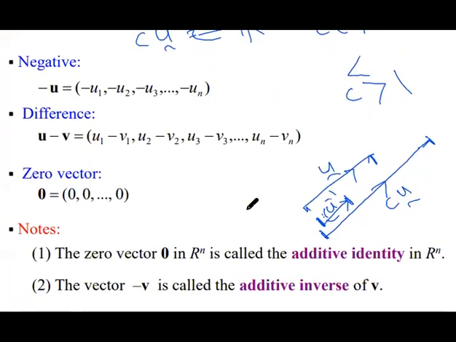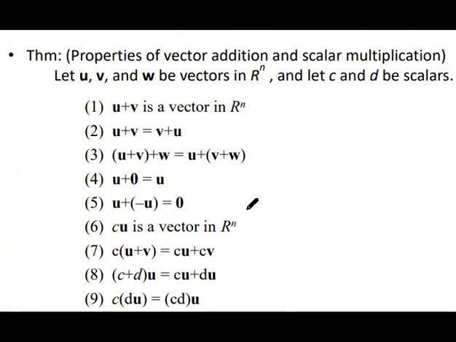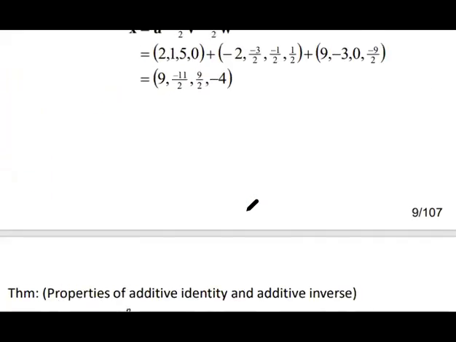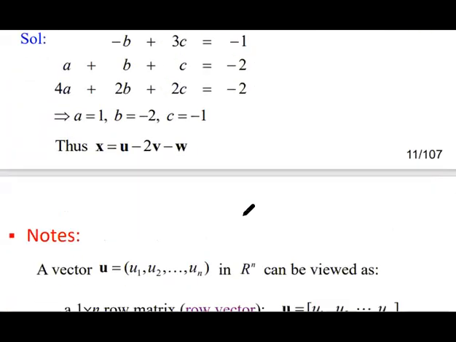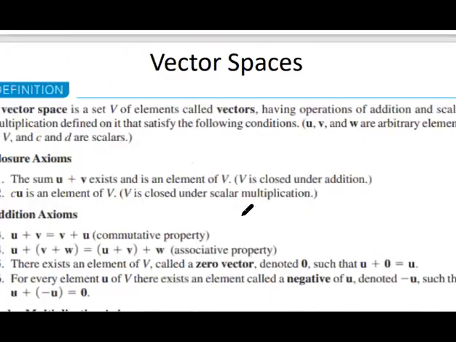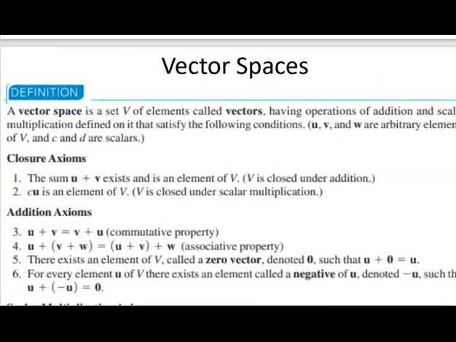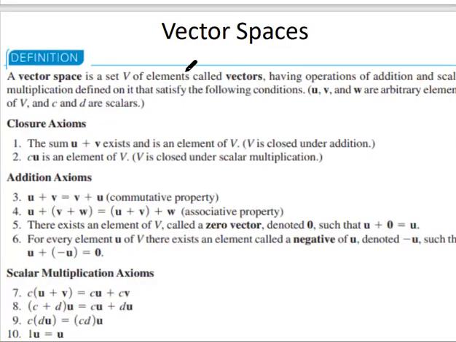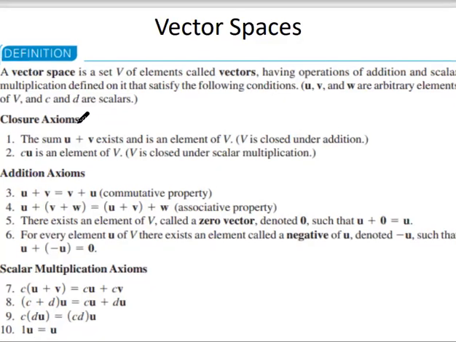Okay, let's go to the original definition of vector spaces. There are 10 conditions we have to check to see whether it is a vector space or not.